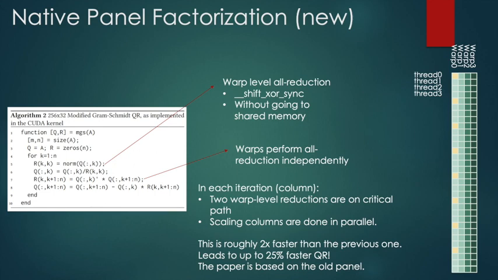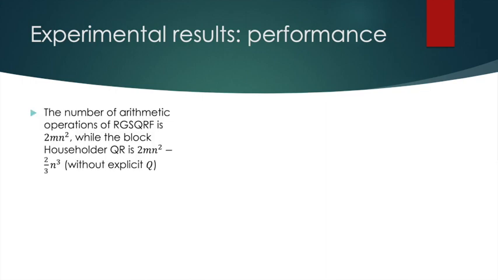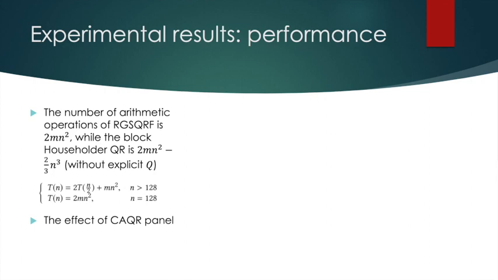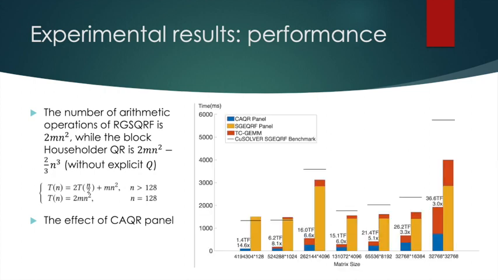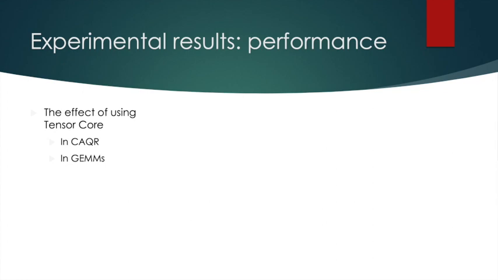Now let's move to the performance part. The number of arithmetic operations is 2mn squared, which is larger than Householder QR factorization. Note that with explicit Q, the number of arithmetic operations of a Householder QR will be doubled. Because we have a CAQR panel and RGSQRF, we'd like to show the effect of using CAQR and Tensor Core. The figure shows the effect of using CAQR, and we are able to see that without CAQR, the performance is not that good. In terms of Tensor Core, we have two different choices, including enabling Tensor Core in CAQR, where there are some GEMMs inside CAQR, and enabling Tensor Core in the trailing matrix update.